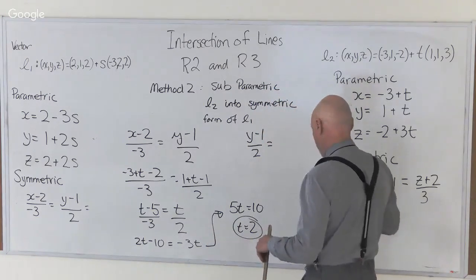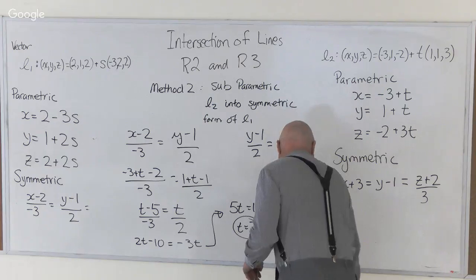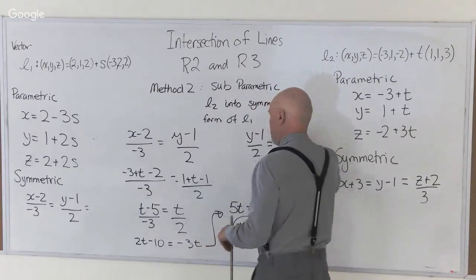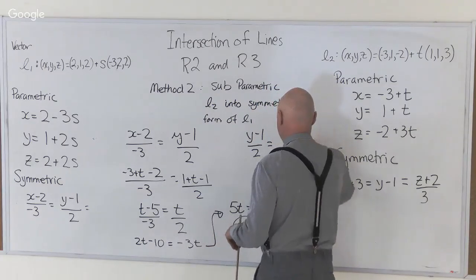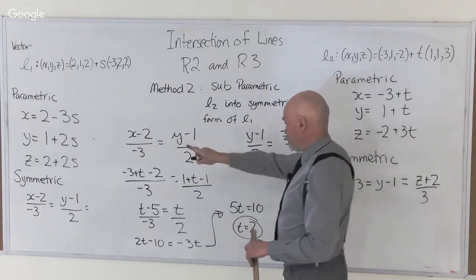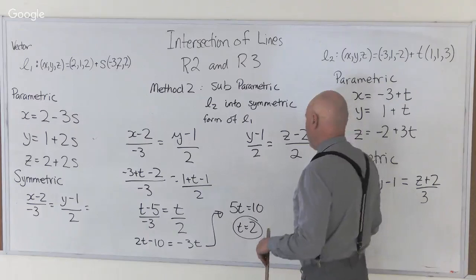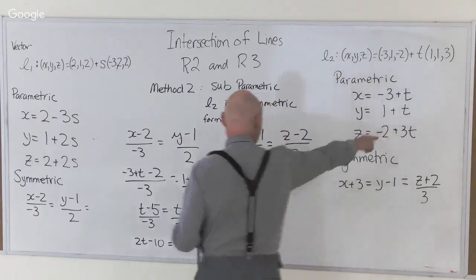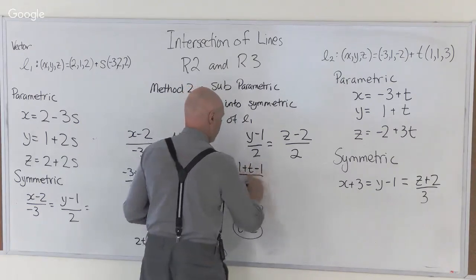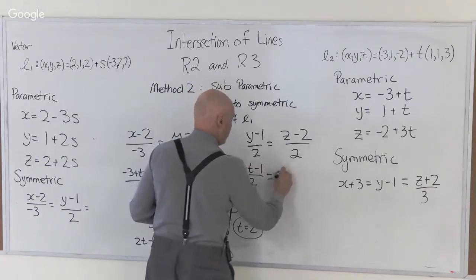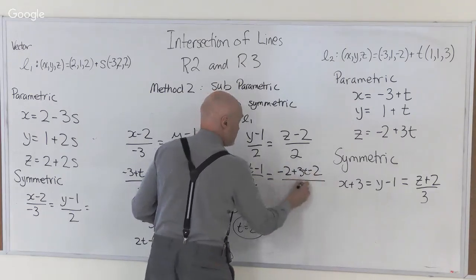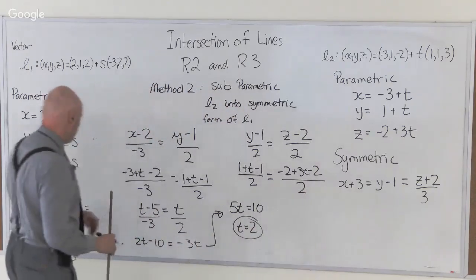Okay, so that is y minus 1. Oh, I'm not totally sure what the z is. Oh, but I can figure it out from here. That is z minus 2 over 2. So I'm comparing the symmetric form of y and z over here, and I'm just substituting these parameters. So 1 plus t minus 1 over 2 is equal to -2 plus 3t minus 2 over 2 for my z, as long as I've done that right.